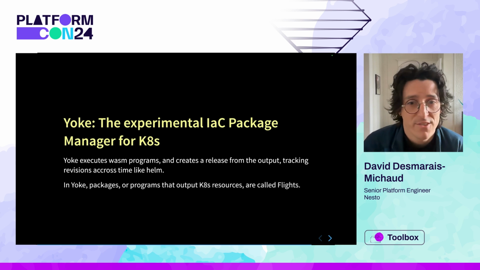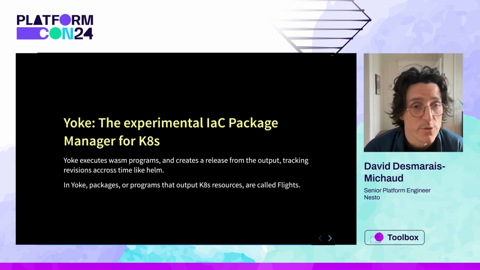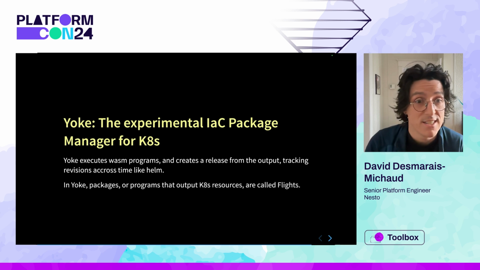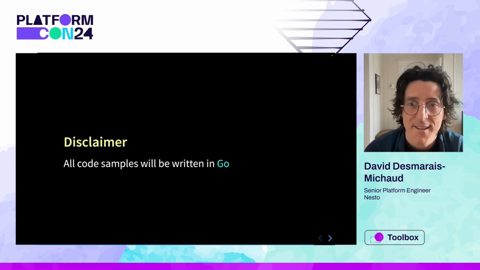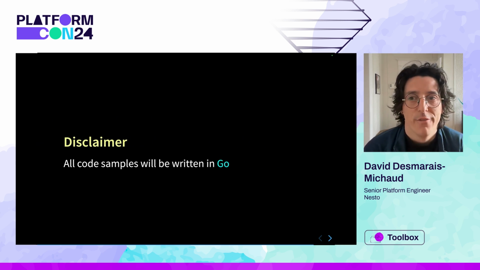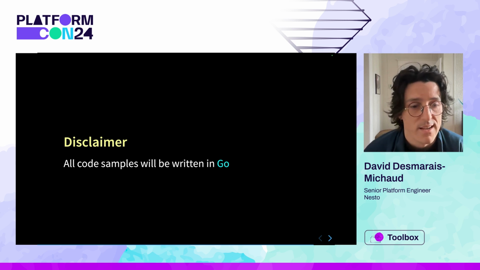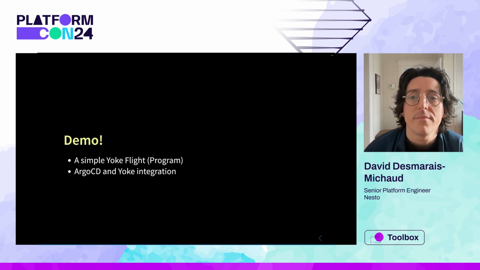In Yoke, packages are just programs that output Kubernetes resources, and we call them flights, where Helm has charts, Yoke has flights. Helm is the steering wheel of a ship, and Yoke is the steering stick of a plane. So we call them flights. So for the demo, I have a simple disclaimer that everything is going to be written in Go to take advantage of the Kubernetes ecosystem, and because that is what I'm most comfortable in.